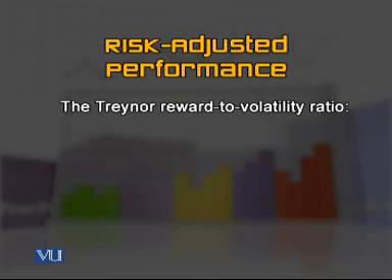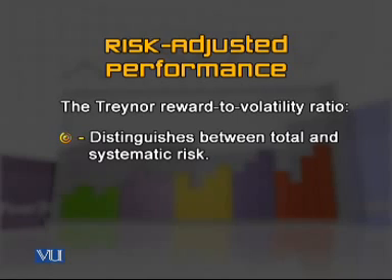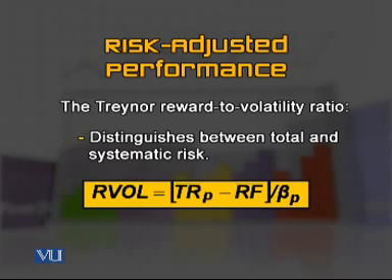The Sharpe ratio was a reward to variability ratio. The Treynor ratio is a reward to volatility ratio. Just look at the difference between variability and volatility. Sharpe's talking about variability, Treynor's talking about volatility. We look at the Treynor reward to volatility ratio, which distinguishes between total and systematic risk. Have a look at the equation on your screen right now. The Treynor reward to volatility ratio distinguishes between total and systematic risk.